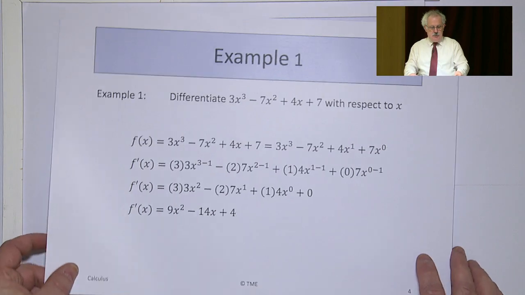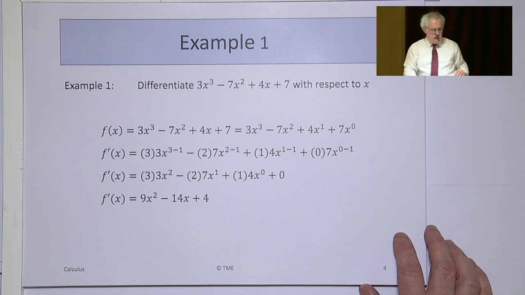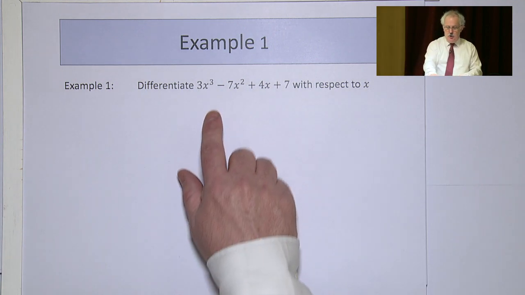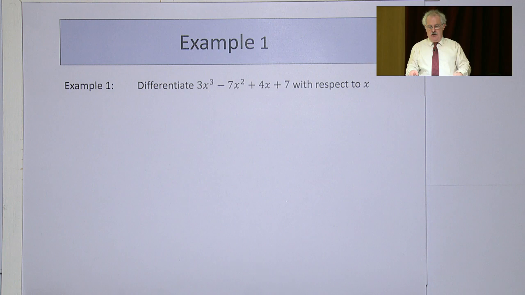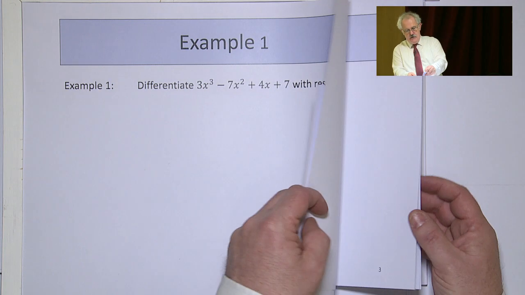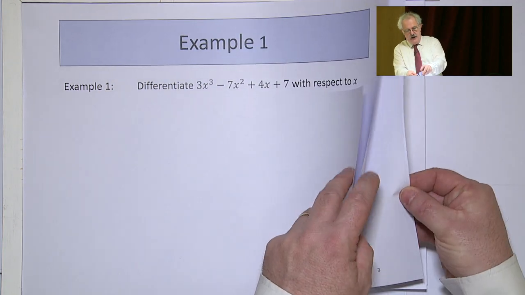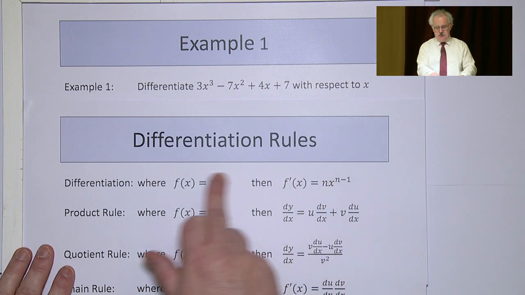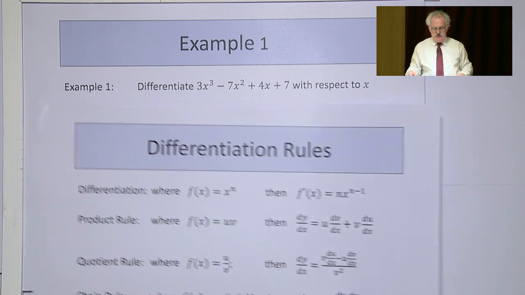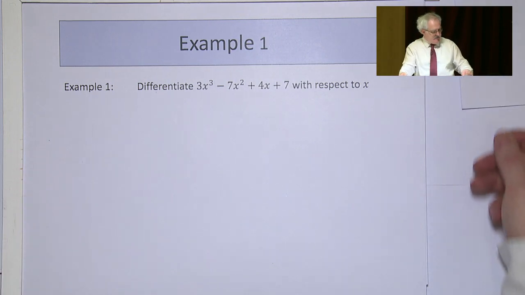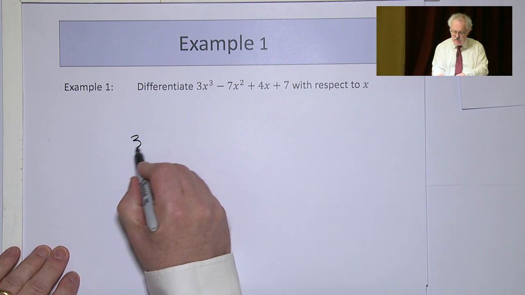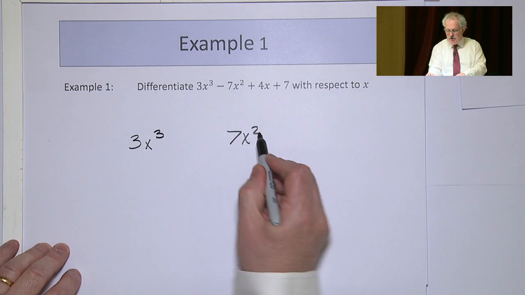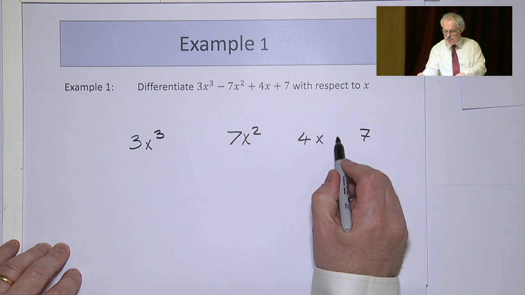Now, I'm going to start with one example, and you can do this. How do we look at the differentiation of 3x cubed minus 7x squared plus 4x plus 7 with respect to x? Let's go back now and pull up the particular differentiation rule. We're going to do the standard ones first. So it says 3x cubed is the first part, 7x squared, 4x, and 7.